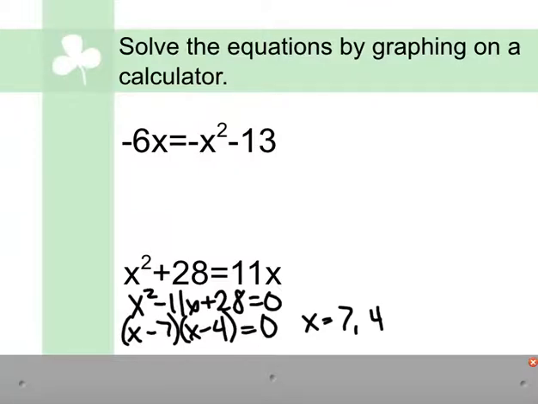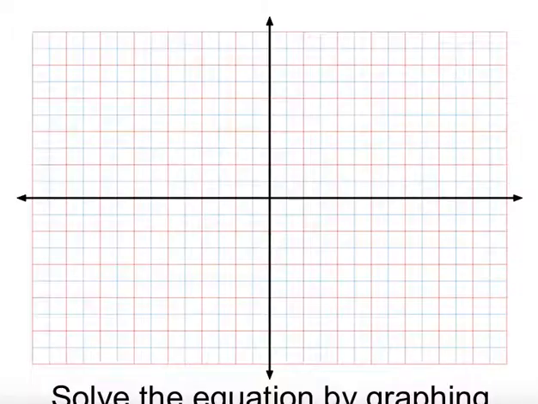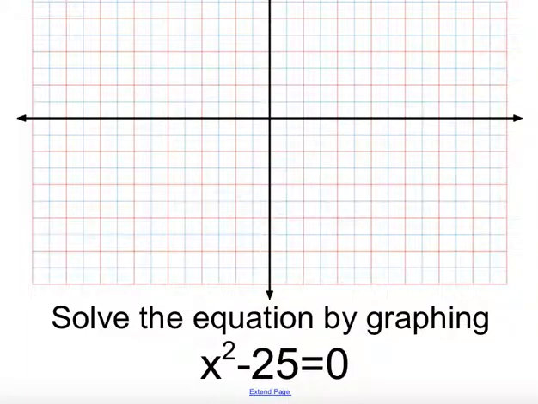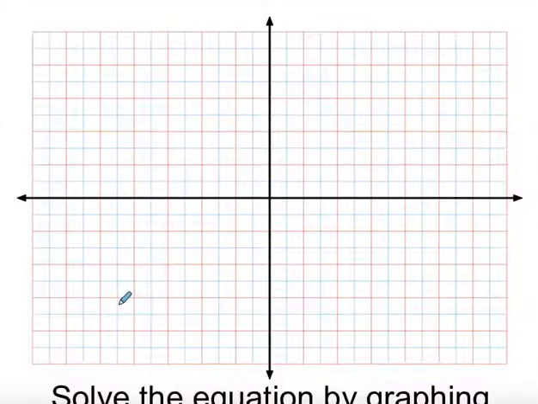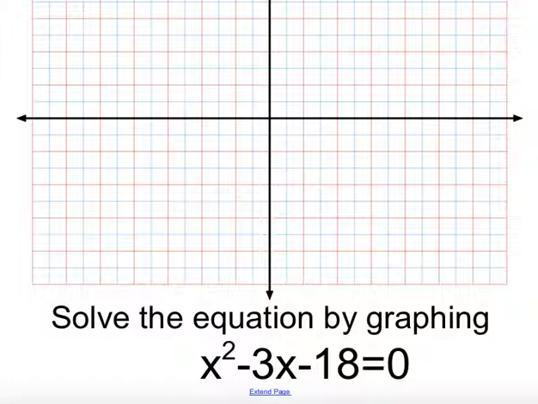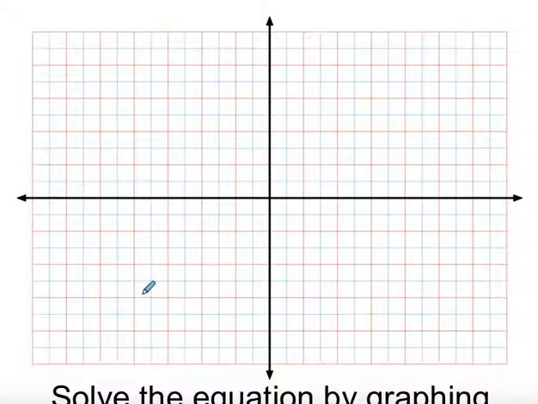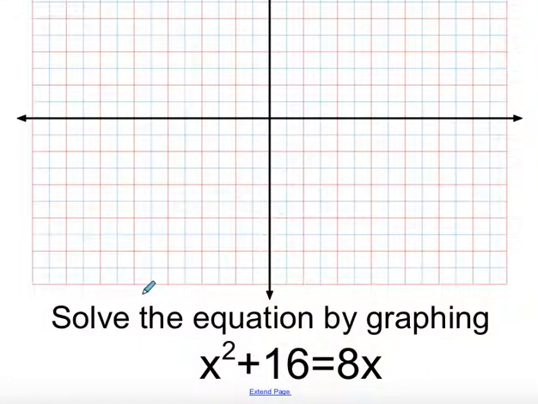All right, well, I have lots more examples that you can try out here. x squared minus 25. You can try negative x squared minus 3. You can try x squared minus 3x minus 18. Or even x squared plus 16 equals 8x. Okay, so remember, use those important points in order to graph these, and then find the x-intercepts to say those are the solutions to my quadratic.